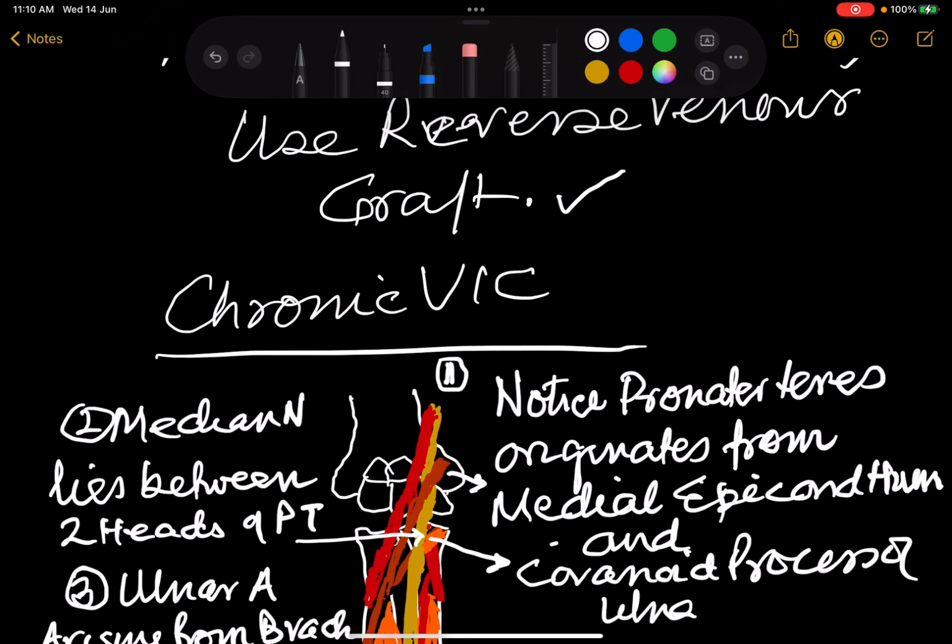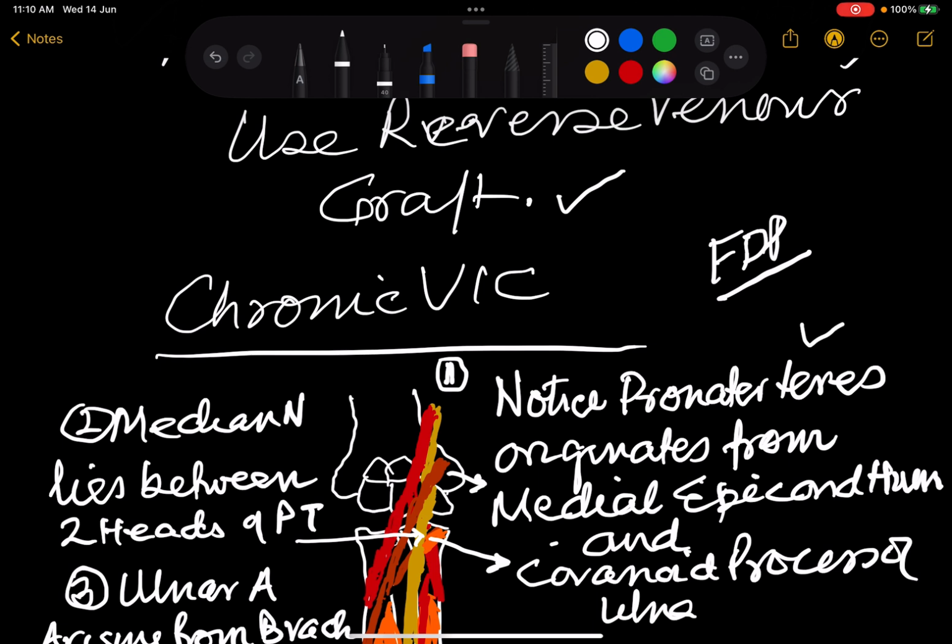Now, in a chronic VIC, the flexor digitorum profundus, flexor pollicis longus and pronator teres have undergone ischemia and have fibrosed. So the FDP flexes the DIP joint, then the PIP joint, then the MP joint, and then the wrist. And the pronator would prevent complete supination. So what you do is a flexor pronator release.